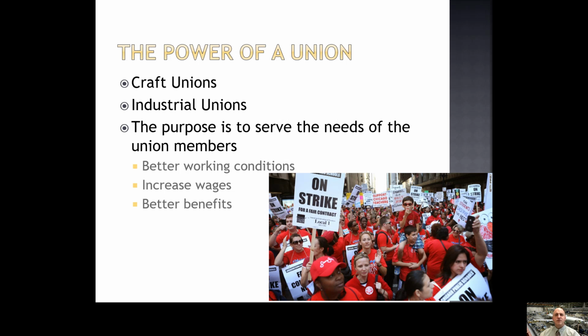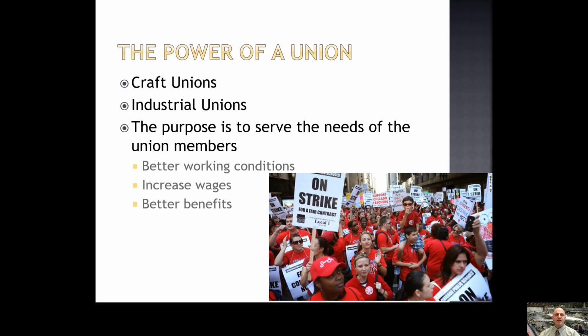But in the 1900s, we also had the development of what were called industrial unions. These unions essentially organized workers who all worked in the same industry. They may be doing different jobs, but they all work in the same industry. For example, there's a paper workers union. The paper workers union consists of the mechanics at the paper mill, the janitors at the paper mill, the secretaries at the paper mill. What's common is they're all working in the paper industry.